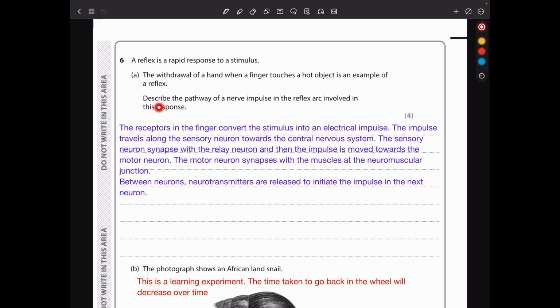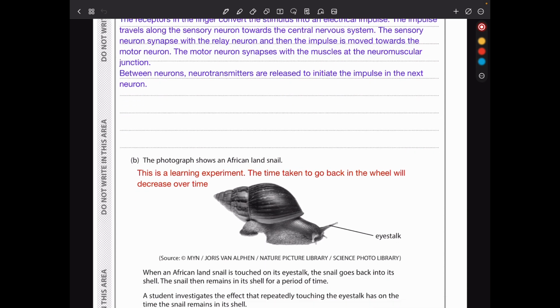So a stimulus arrives, the receptor is going to convert that to an electrical impulse, which is sent through the sensory neuron. The sensory neuron synapses with a relay neuron, and then the relay neuron synapses with a motor neuron. The motor neuron takes the impulse towards the muscle where they synapse at the neuromuscular junction. Between neurons, neurotransmitters are released to initiate the impulse in the next neuron.